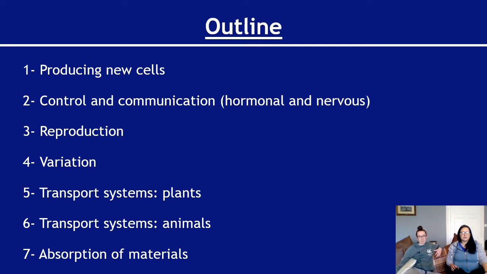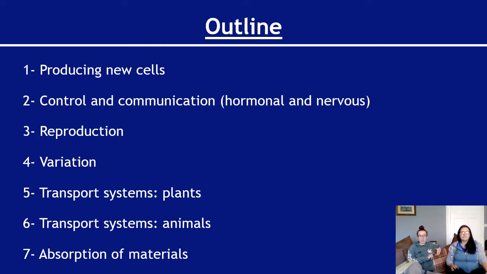how we regulate them. Key area 3, nice short one, it's reproduction. So we're going to have a quick look at reproduction in animals and then reproduction in plants. Then it's variation, so we're going to look at inherited traits and how we predict certain inherited traits from family trees and things. And we're going to have a little look at transport systems in plants, basically with a focus on how water gets from roots up into leaves.